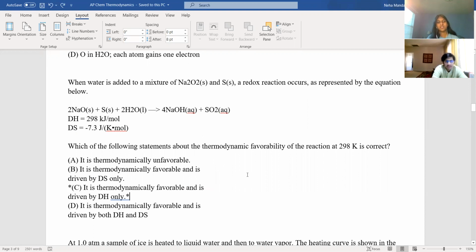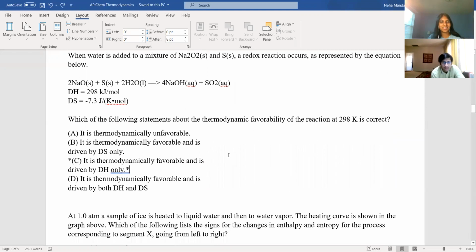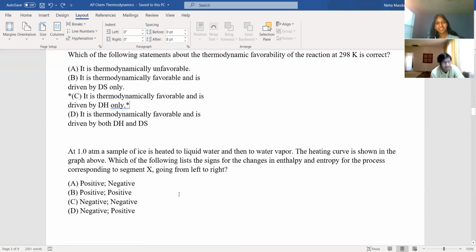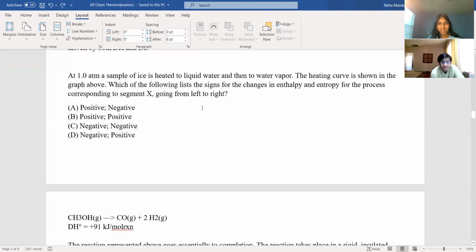Okay, well, here's the thing. If it's written the way it is written, it's thermodynamically unfavorable. And if the correct answer choice is C, then it has to be negative 298, because if it's driven by delta H only, that means delta H has to be negative. Because negative delta S is bad. There seem to be a lot of typos in this question, so we're just gonna move on.